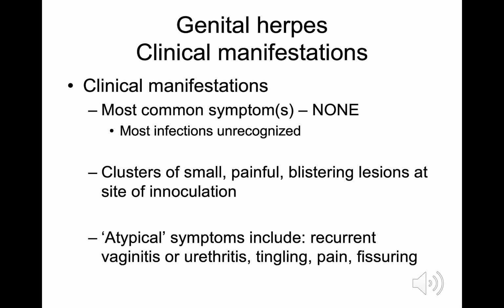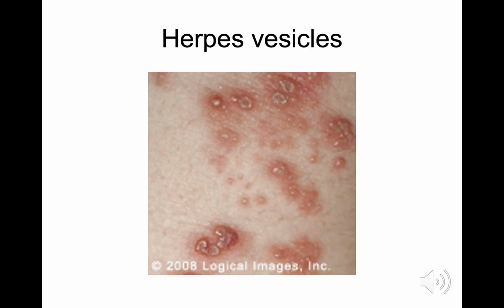However, if there are recognized clinical manifestations, they are classically these clusters of very small, painful, blistering lesions at the site of inoculation. There are also atypical symptoms that can occur, and these may be things like recurrent vaginitis or urethritis, tingling, pain, and fissuring. This is a picture of some classic herpes vesicles, which is what the lesions are called. And you can see here, I think quite clearly, these tiny, maybe a millimeter diameter for the small ones, clusters of lesions on a red base.